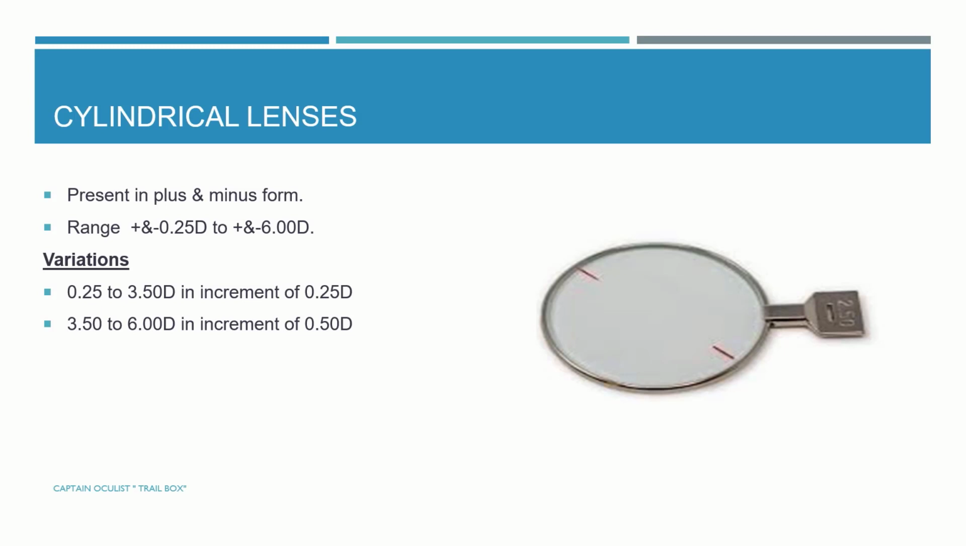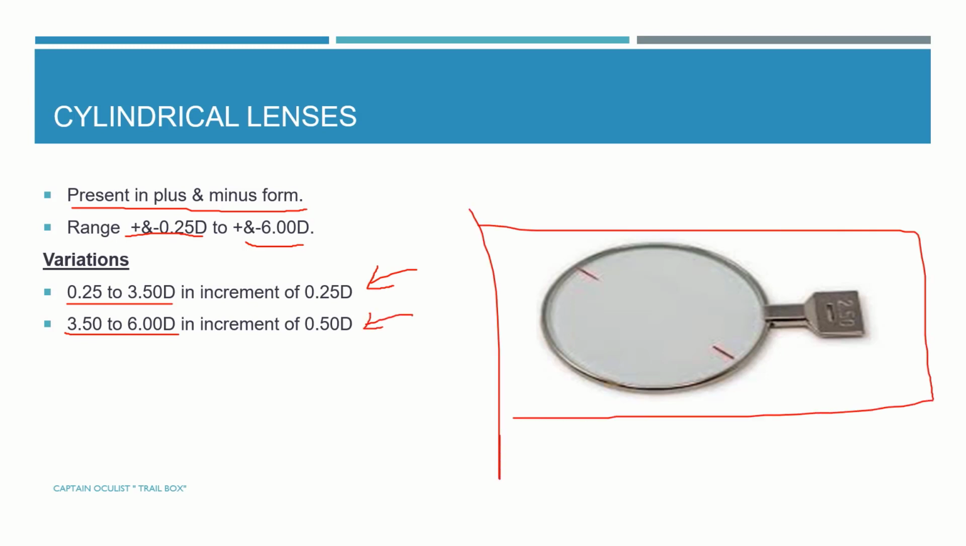These are the spherical lenses. Now we have cylindrical lenses. They are present in plus and minus form. The range is from plus and minus 0.25 to plus or minus 6.00 diopter. The variation starts from 0.25 to 3.50 diopter in increments of 0.25 diopter, and 3.50 to 6.00 in increments of 0.50 diopter. These are cylindrical lenses, which have power in one meridian.